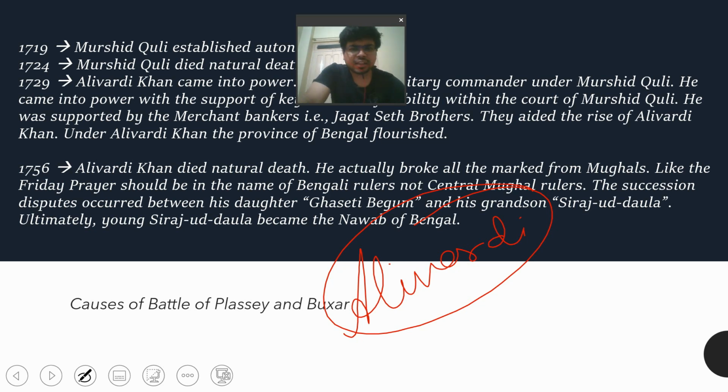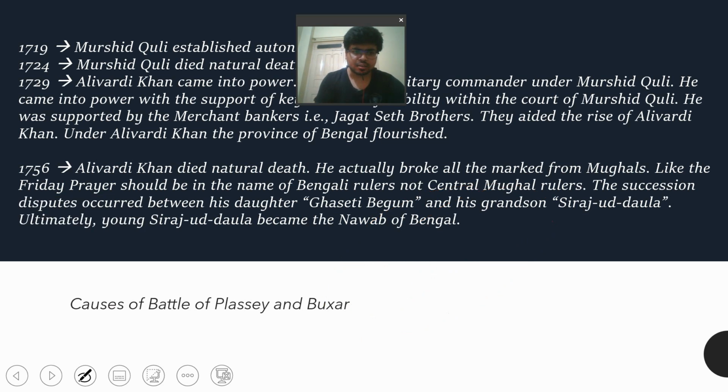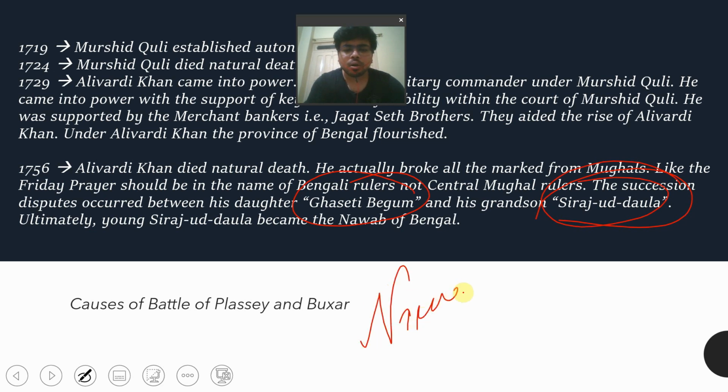Doing anything in favor of the merchant bankers means you are doing it in favor of the British. Now after his death, succession disputes occurred between his daughter, Ghaseti Begum, and his grandson, Sirajuddaulah. Ultimately, with all the rivalries, at the end Sirajuddaulah became the Nawab of Bengal.